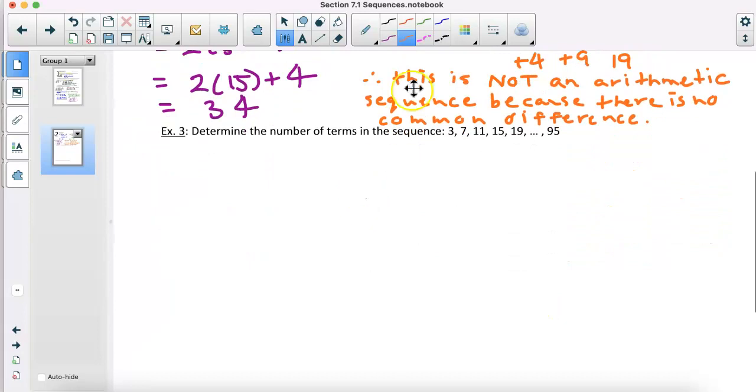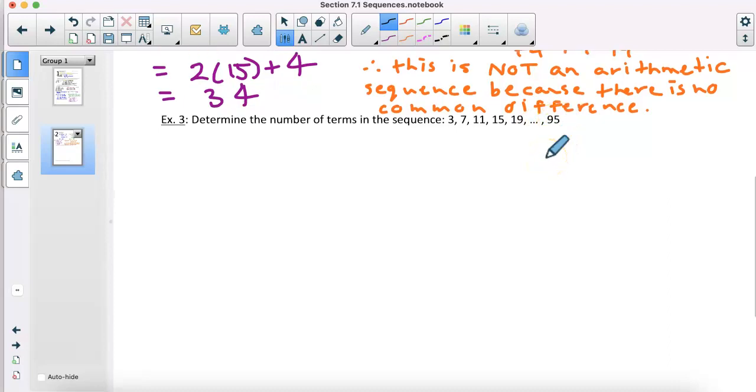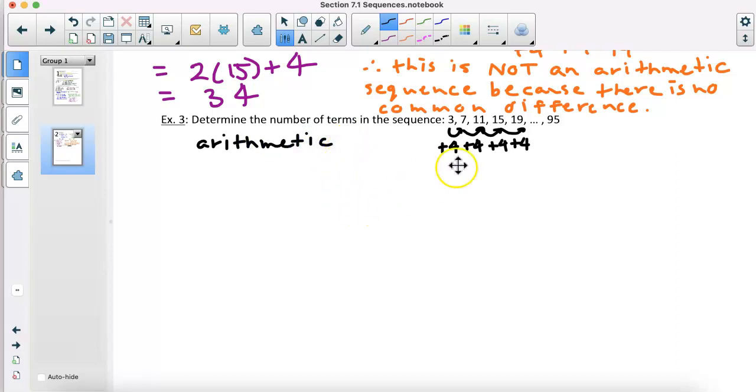So we want to determine in this last example here the number of terms in this sequence. So we go 3, 7, 11, 15, 19. There's a bit of a gap, and then we finish with our last term of 95. First off, we can see that we go 3 to 7, this is plus 4. 7 to 11 is plus 4. 11 to 15 is plus 4. And 15 to 19 is plus 4. So this is, in fact, arithmetic.